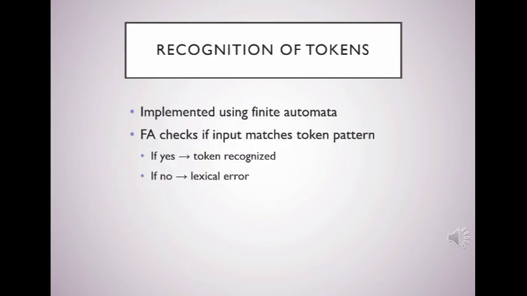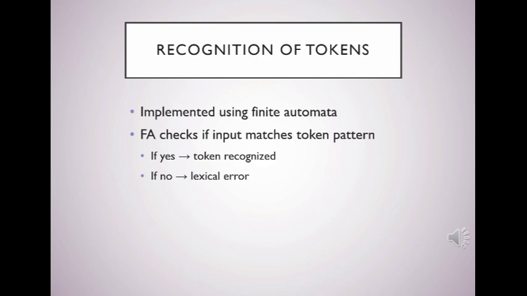Recognition of tokens. Once token patterns are defined, we need a way to recognize them automatically. This is done using finite automata, a simple state machine that moves from state to state based on input characters. When the input matches the pattern completely, it reaches an accepting state, meaning a token has been recognized. Otherwise, if no valid path exists, a lexical error is reported. This combination of regular expressions and finite automata forms the mathematical backbone of lexical analysis.